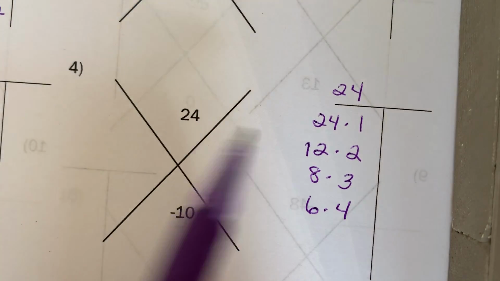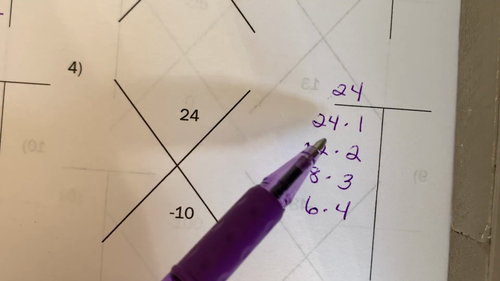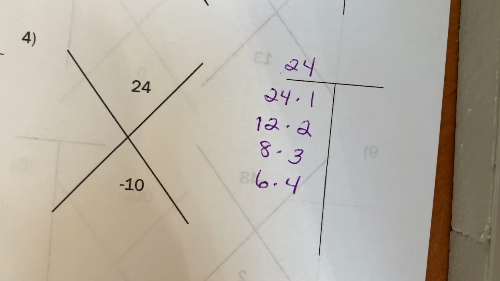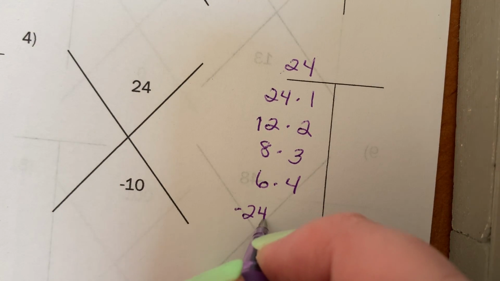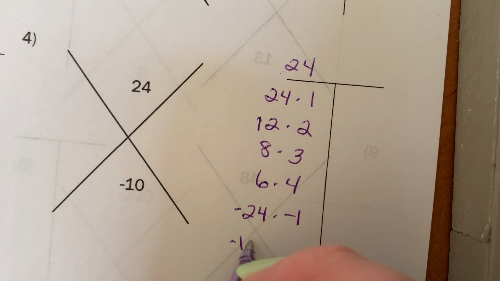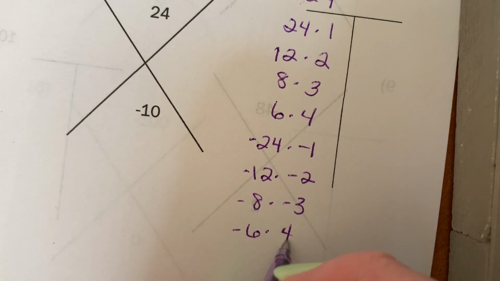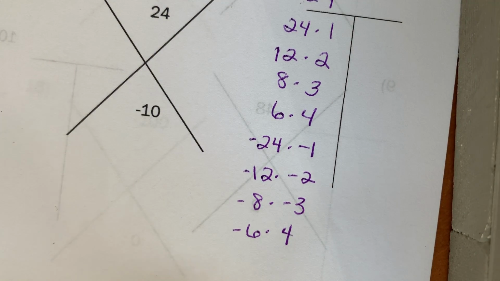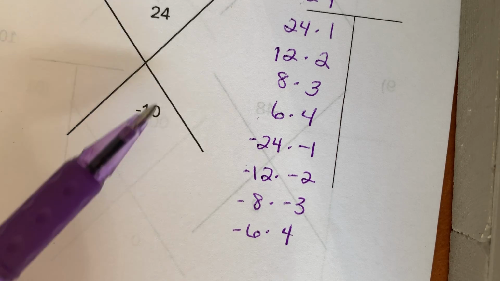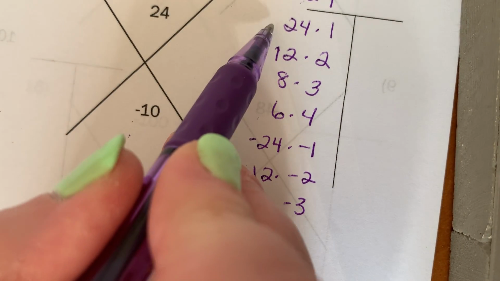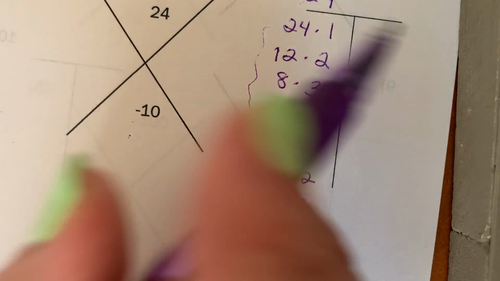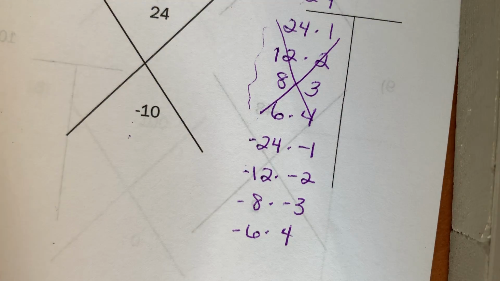Okay, but remember, just like number 1, we have a positive here, so these can also all be negative. So I could have negative 24 times negative 1. I could have negative 12 times negative 2. Have negative 8 times negative 3. And I could have negative 6 times negative 4. So now our goal here is which one of these factors, when you add them, equals negative 10. So since it's negative, it's not going to be any of these positive ones. So we can cancel all of those out.